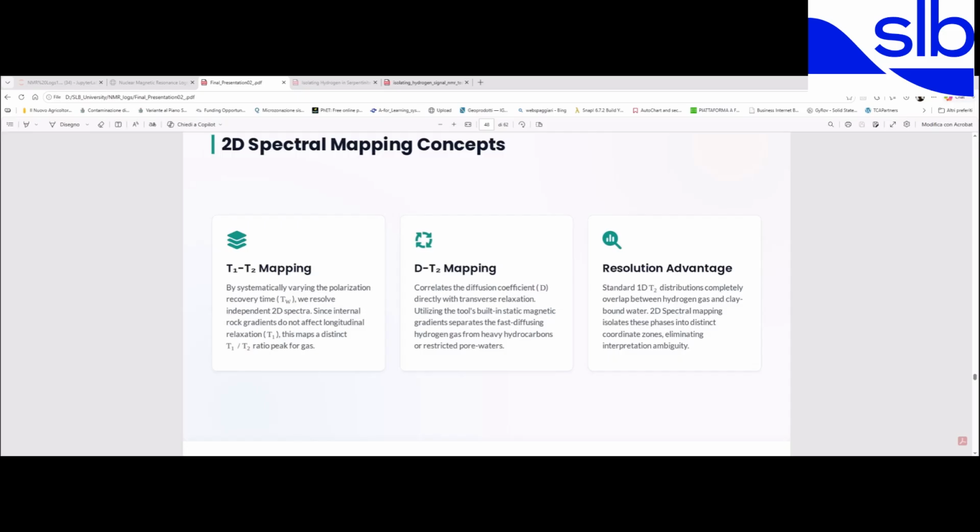D2 mapping correlates the diffusion times. So this second mapping is the diffusion to time mapping. What does that mean? It means that in this map you are showing a static picture, a photography or animation of how the reservoir evolution will be, the measured drainage path wave of hydrogen, utilizing the tool's built-in static magnetic gradient, separating the fast diffusion hydrogen gas from heavy hydrocarbons or restricted core.